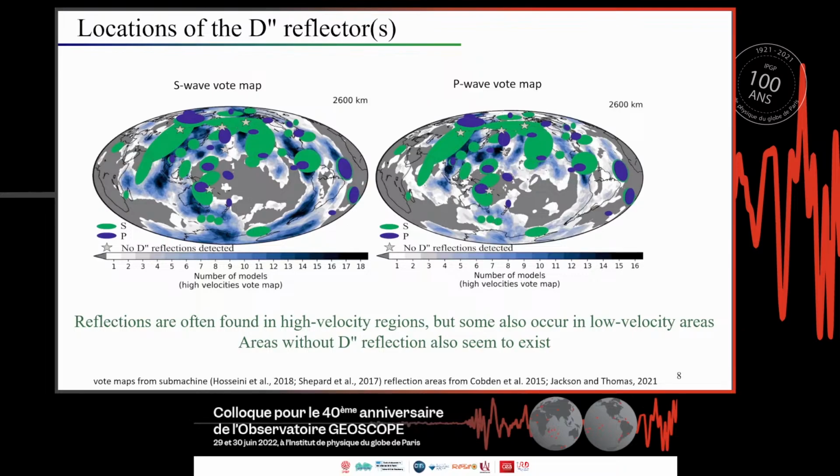I have to say that some of these have very short distance paths, so sources and receivers are very close, and the reflection coefficient for P-wave reflections is then very small. So possibly we can't see them because they're buried in noise. You have to keep that in mind. So we seem to have reflections mostly in high velocity regions, but we also have some reflections in low velocity regions, especially there in the Pacific, but also in the Indian Ocean.